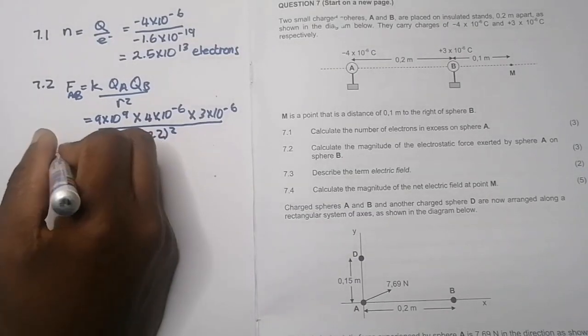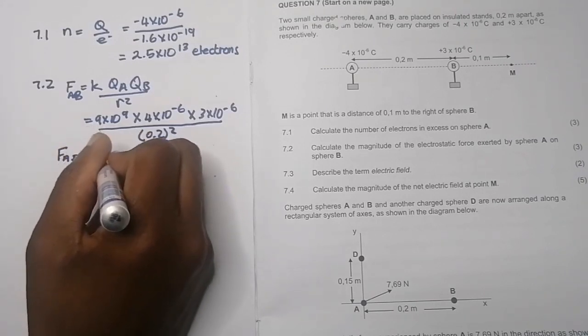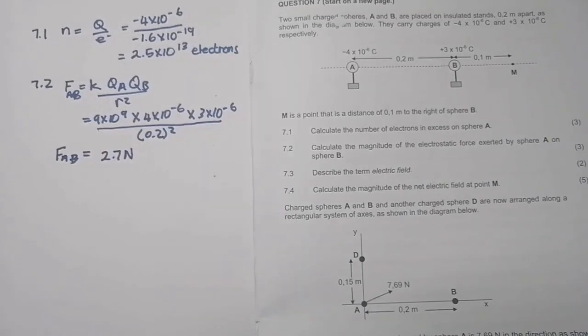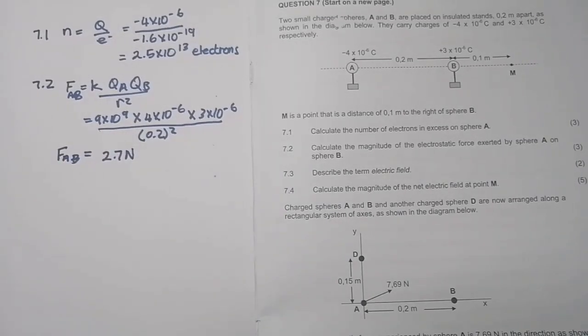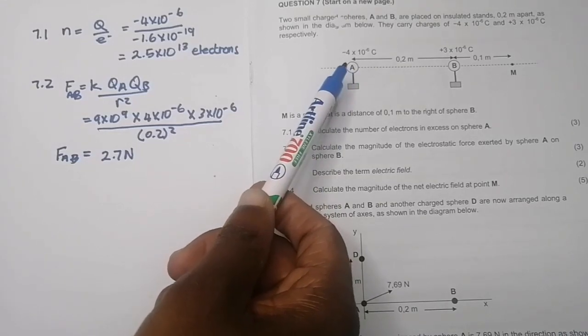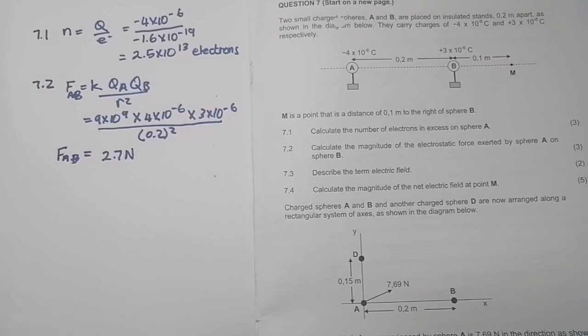Let's try to work it out quickly. I get a force of 2.7 newtons. Now, I want you to please note, in this case, they said the force that A exerts on B. Remember, according to Newton's third law, the force that A exerts on B will be equal to the force that B exerts on A, obviously in opposite directions, but please keep in mind that those forces are exactly equal.